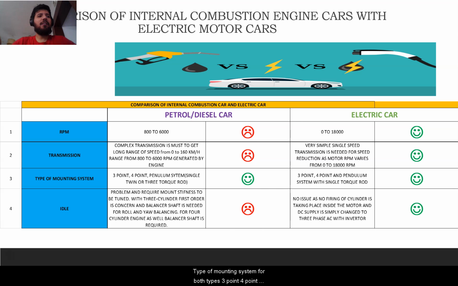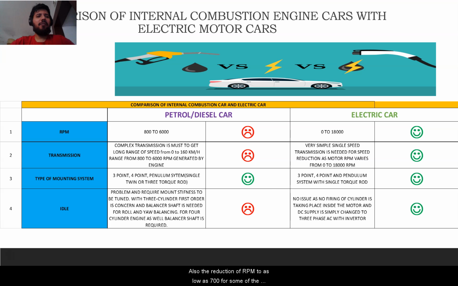Type of mounting system for both types: 3-point, 4-point pendulum system with single and twin torque rod is used. We'll discuss the mounting system later on in this video. Idle. Idle for petrol and diesel car is a problem and requires mount stiffness to be tuned for powertrain modes. With three-cylinder, first order is a concern and a balancer shaft is needed for roll and yaw balancing. For a four-cylinder engine as well, a balancer shaft is required in some cases.